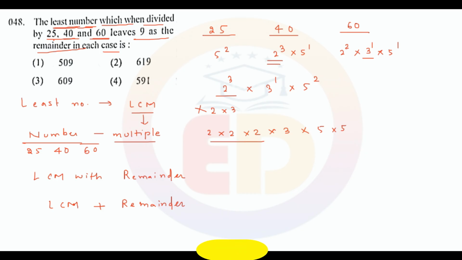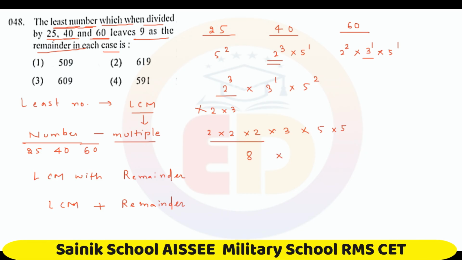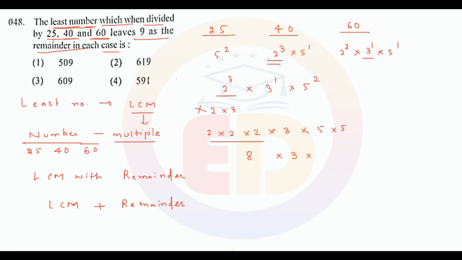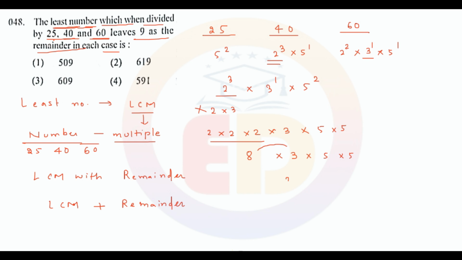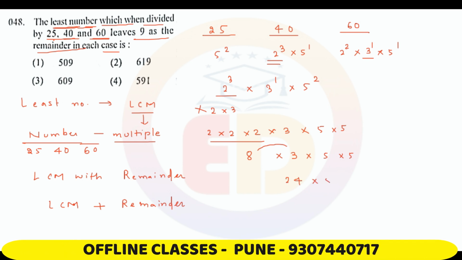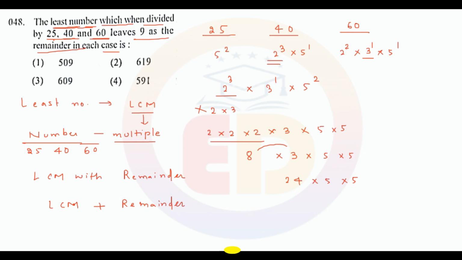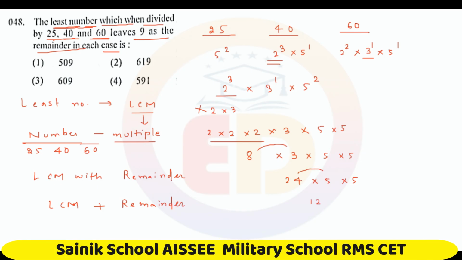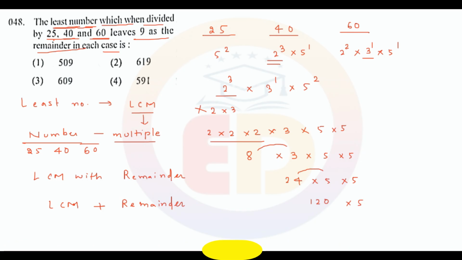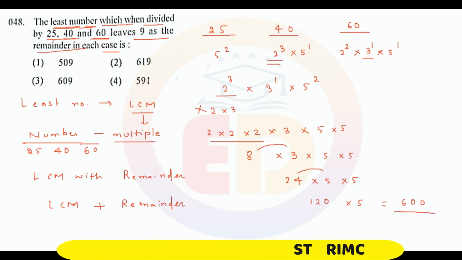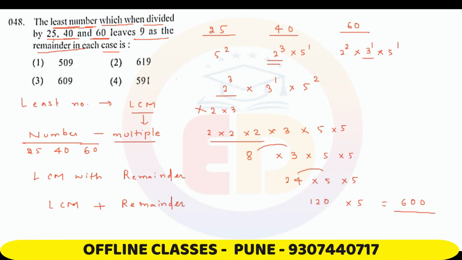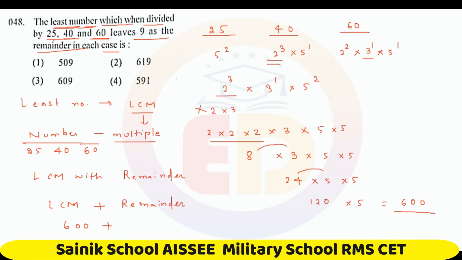2 into 2 into 2, this is 8, into 3, into 5 into 5. 8 into 3 is 24, into 5 into 5. 24 into 5 is 120, and 120 into 5 is 600. So the LCM of these three numbers is 600. For our final answer, add the remainder: 600 plus 9. Our answer is 609.